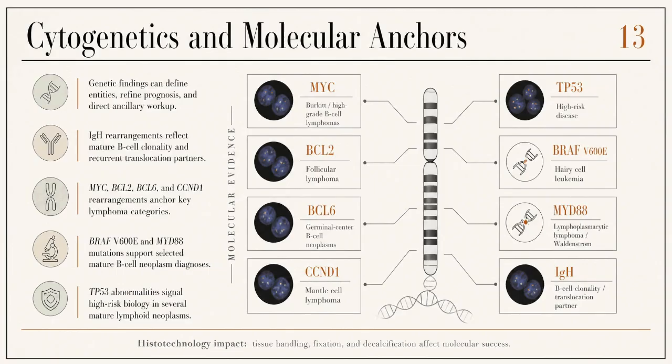Mutations in TP53 represent another critical molecular anchor, frequently associated with therapy resistance and adverse outcomes across various lymphoma subtypes. Detecting TP53 aberrations informs prognostication and may influence therapeutic decisions. Likewise, the BRAF V600E mutation is a defining feature of hairy cell leukemia, guiding both diagnosis and the use of targeted inhibitors, underscoring the importance of molecular testing and personalized medicine.